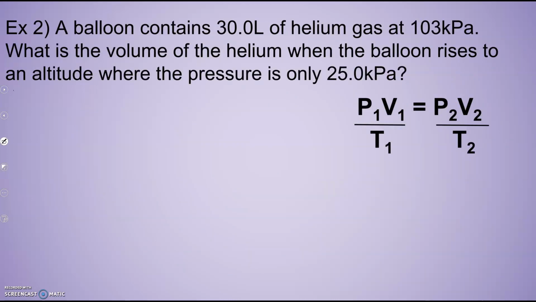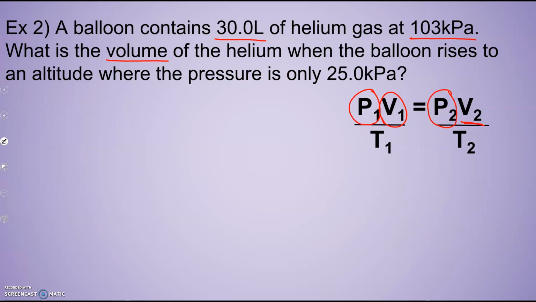Okay, example 2. Let's see, a balloon has 30 liters of helium. So liters is a volume. At 103 kPa. kPa? Oh, kPa stands for kilopascals, which is a type of pressure. So what is the volume of the helium? So that's what we don't know.